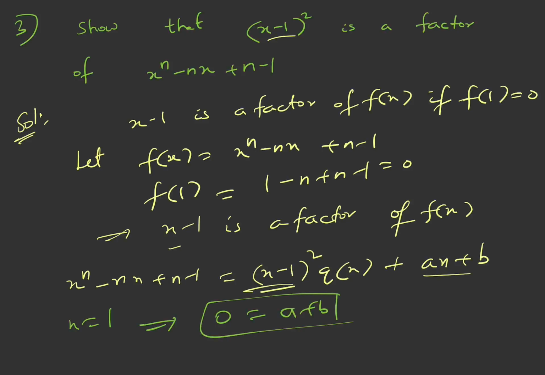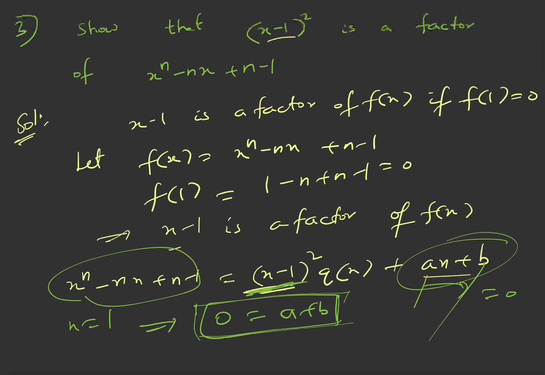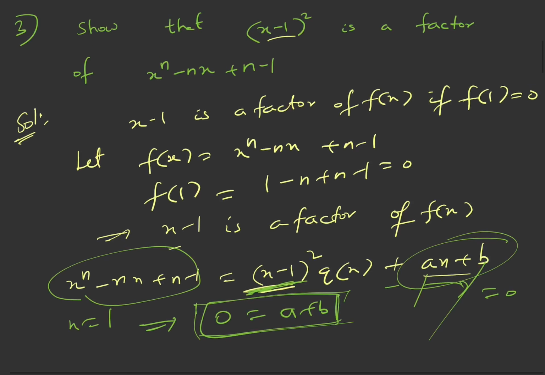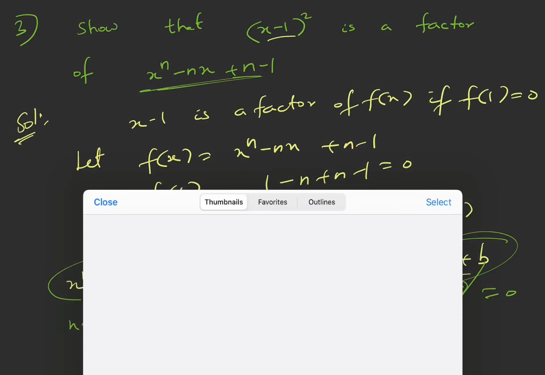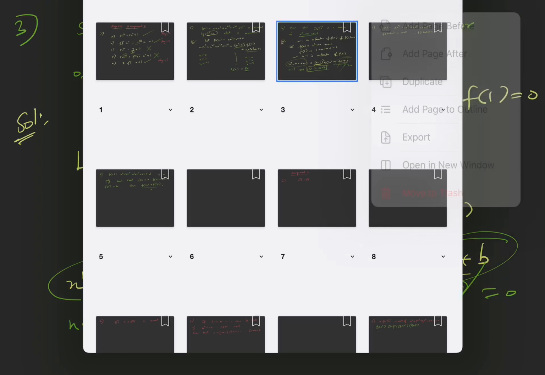But how to get another equation in a and b, right? If we want to prove that x minus 1 whole square is a factor of this, we need to prove that the remainder should be 0, that is, a and b both should be 0. But here how to get that second equation for a and b? With only one equation you can't solve for a and b. So this is a little bit difficult to prove from here. So what I am going to do is factorize this f of x itself.